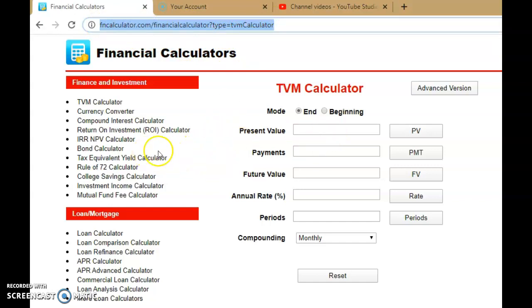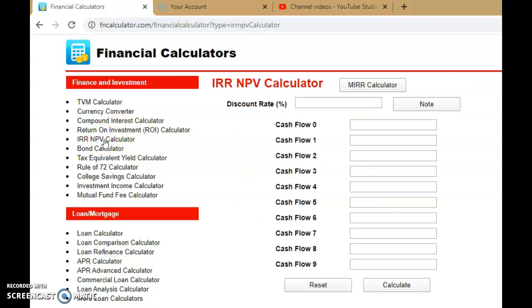But to solve this particular problem, we have to go to the IRR NPV Calculator. Click on this. So you'll have this window here. The discount rate is the interest rate. You put 12. This is already in percentage, so don't change that percentage. The first year cash flow is 200. Second year is 400. Third year is 600. And the fourth year is 800.